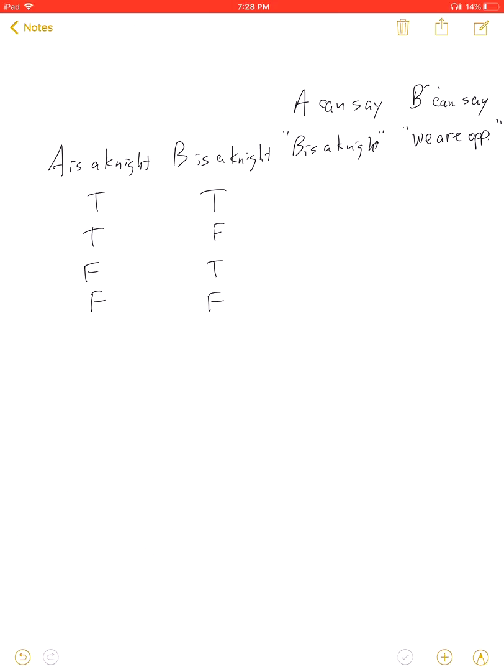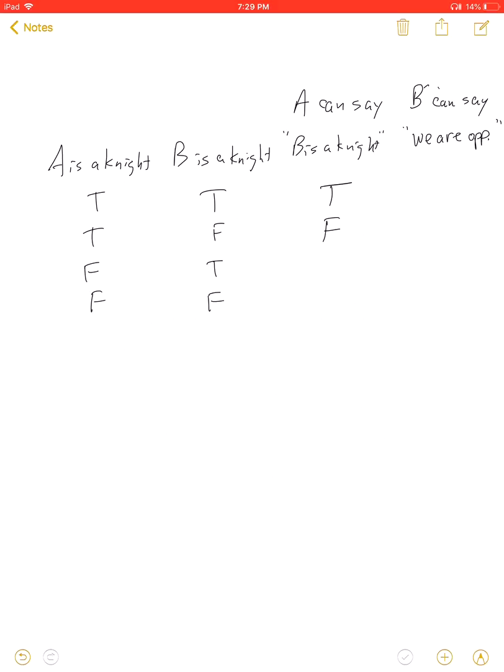Let's work through A. Can A say that B is a knight? In the first one, yeah, because knights always tell the truth and B is a knight. So yes, A can say B is a knight. For the second line, can A say that B is a knight? No, because A is a knight who always tells the truth and B is a knave, so he cannot say that B is a knight.